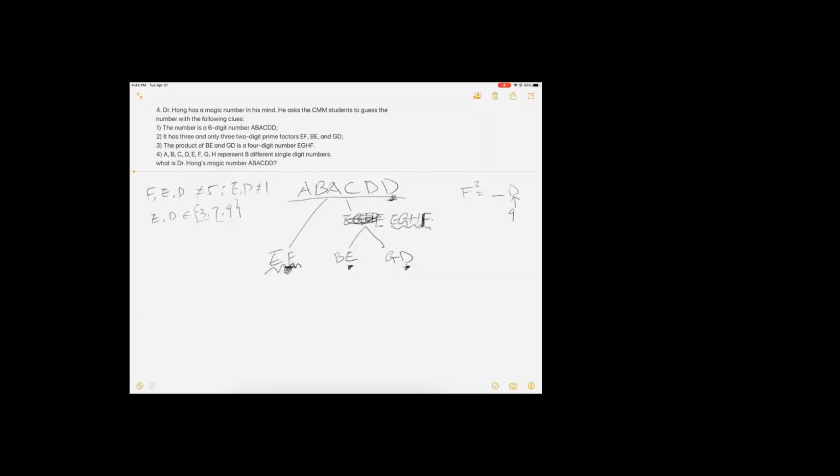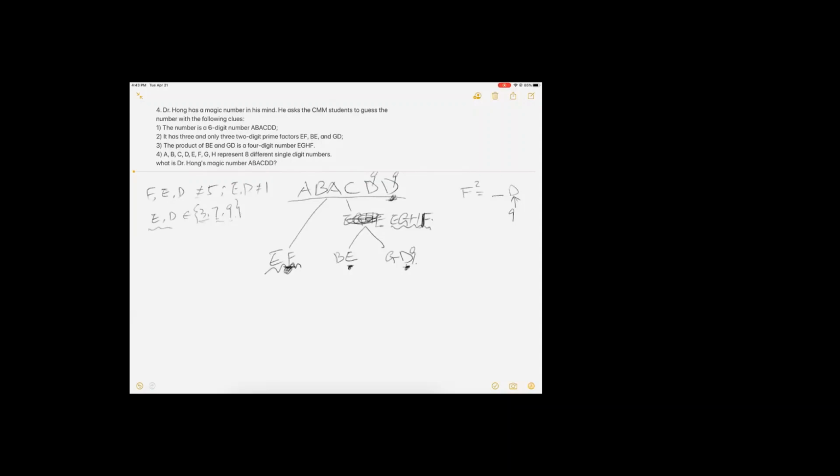Since D is the unit digit of a square number, it cannot be 3. So D cannot be 3 or 7, because they're not unit digits of a square number. So D has to be 9. So at this point, we figured out D. D is 9.